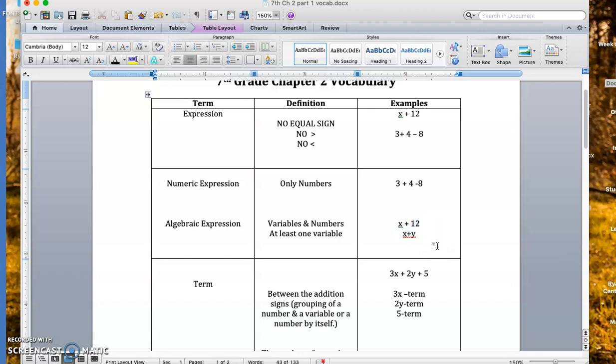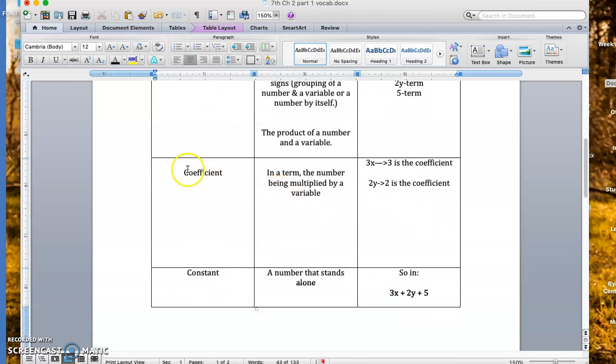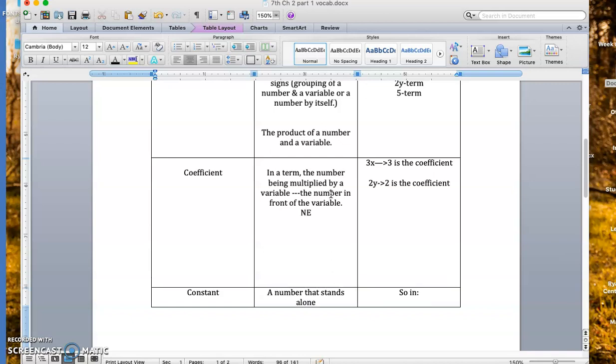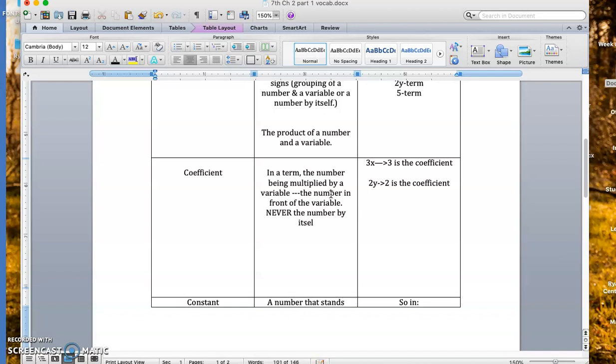Okay, so a coefficient. A coefficient is the number being multiplied by a variable in a term. In other words, the number in front of the variable. It is never the number that stands alone. It is the number that is attached to a variable. So please remember that. In the term 3x, the 3 is the coefficient because it's in front of the x. In the term 2y, the 2 is the coefficient.